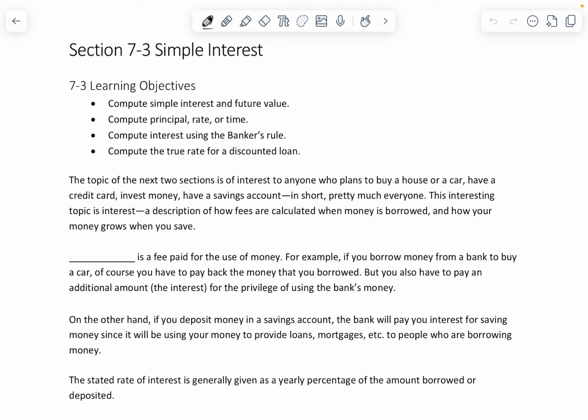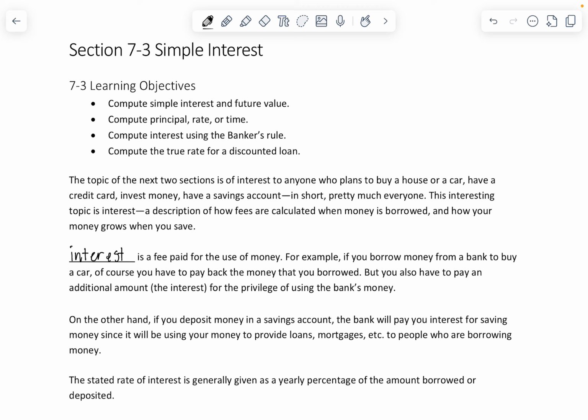So interest, let's define our term here. Interest is a fee paid for the use of money. For example, if you borrow money from a bank to buy a car, of course you have to pay them back the money that you borrowed, but you also have to pay an additional amount, which is the interest for the privilege of using the bank's money.